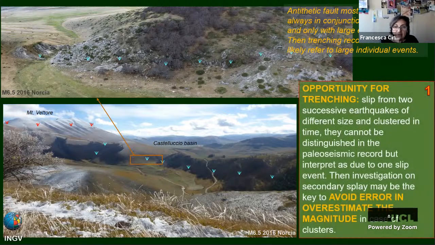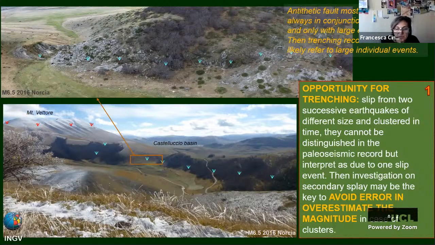And this is, I think, really an opportunity to catch for trenching, because the slip from 2 successive earthquakes of different sizes and clustered in time, just like we had a 6.0 followed after a few months by a 6.5, cannot be distinguished in the palaeoseismic record, but is interpreted as due to one slip event.